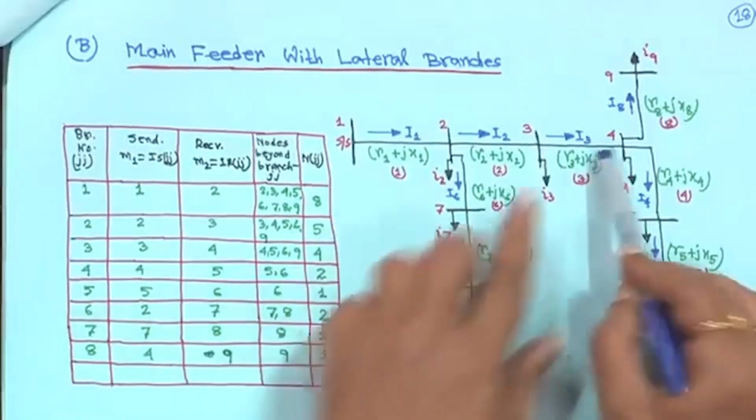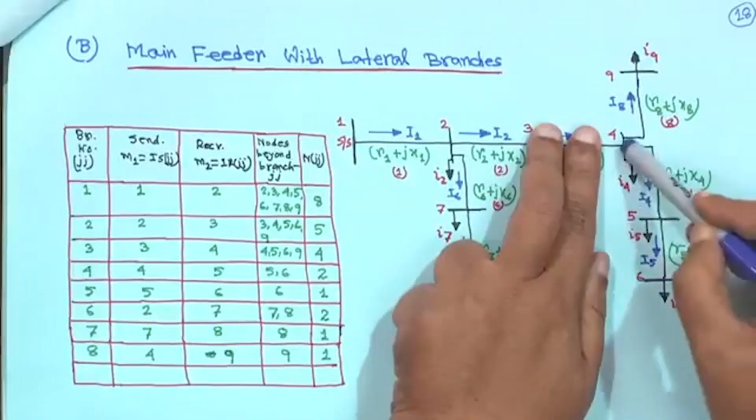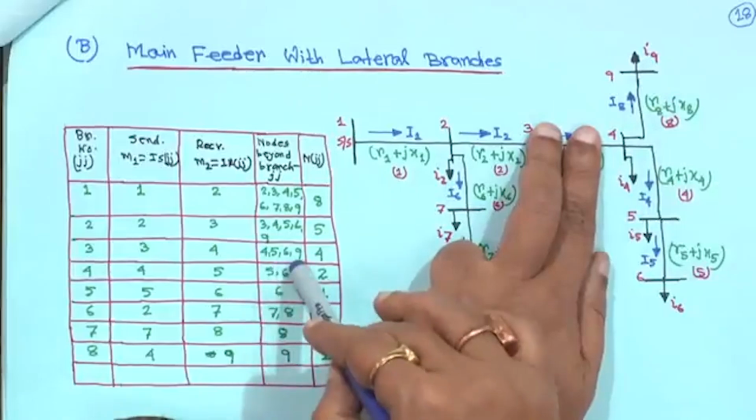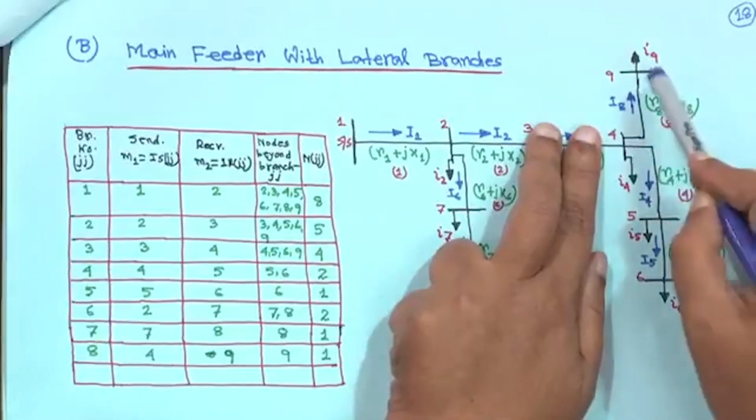Next you come to branch 3. How many nodes are there beyond it? 4, 5, 6 and 9. So these are the 4 nodes, and the total number of nodes is 4.